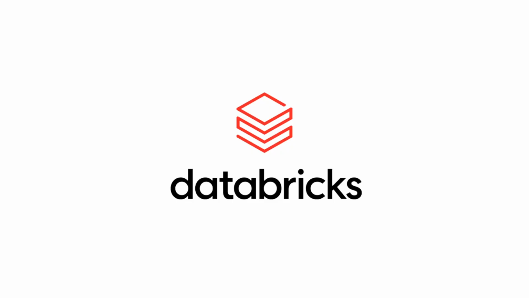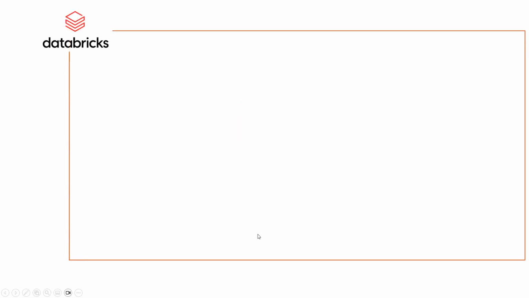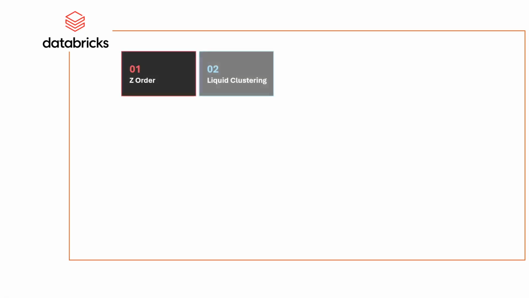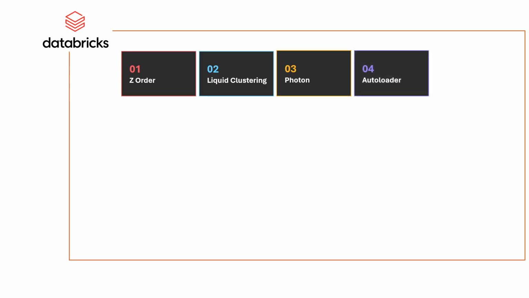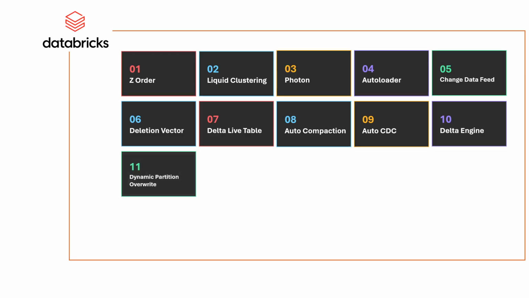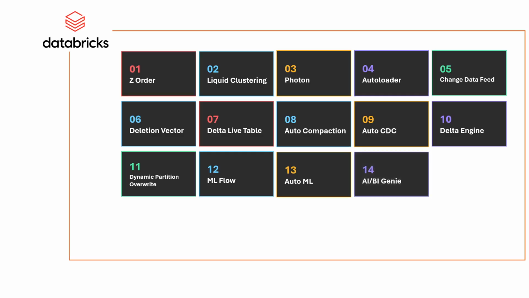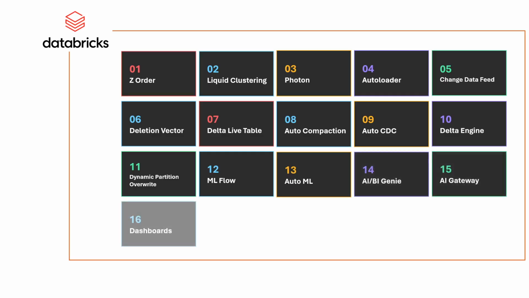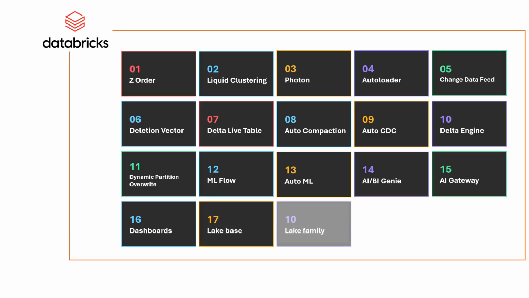The advanced concepts that we will go through in the upcoming two videos will be these. Things that we will discuss are Z-order, liquid clustering, Photon, Auto Loader, change data feed, deletion vector, Delta Live Tables, auto compaction, auto CDC, Delta engine, dynamic partition override, MLflow, AutoML, AI Genie, AI gateway, dashboards, then Lakebase, and the Lakehouse as well. So let's get started.